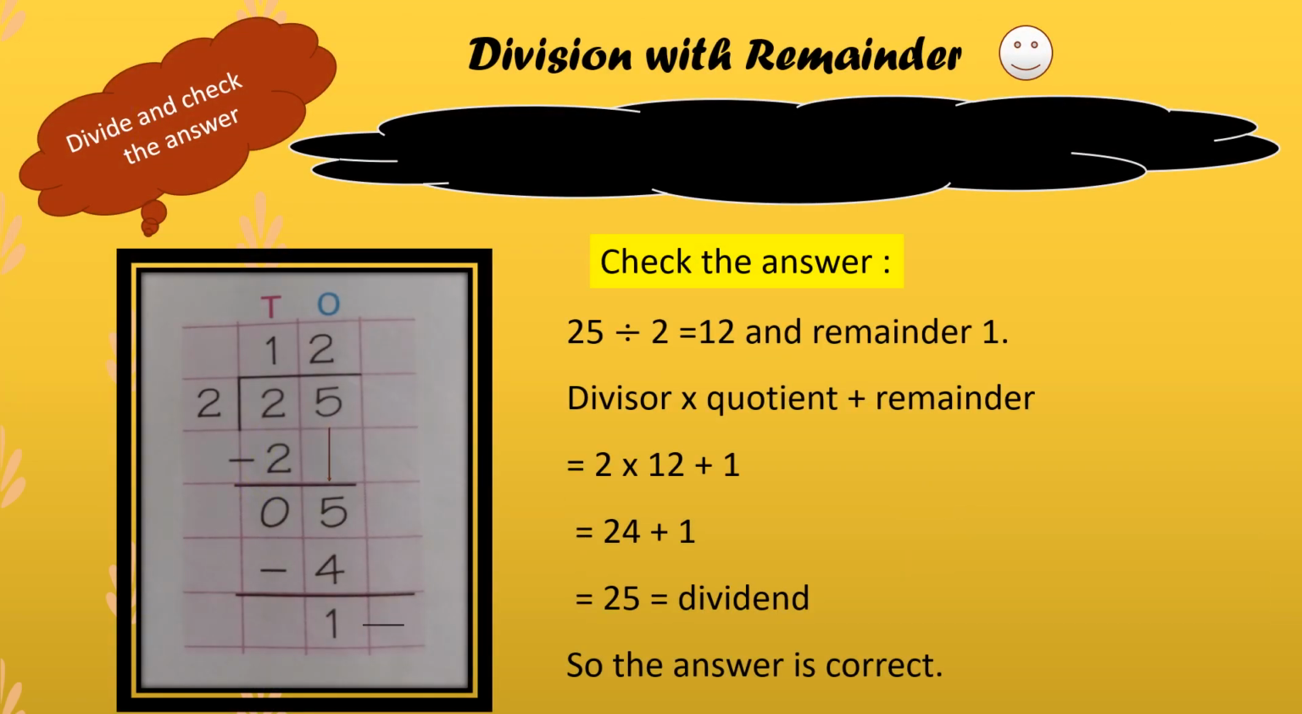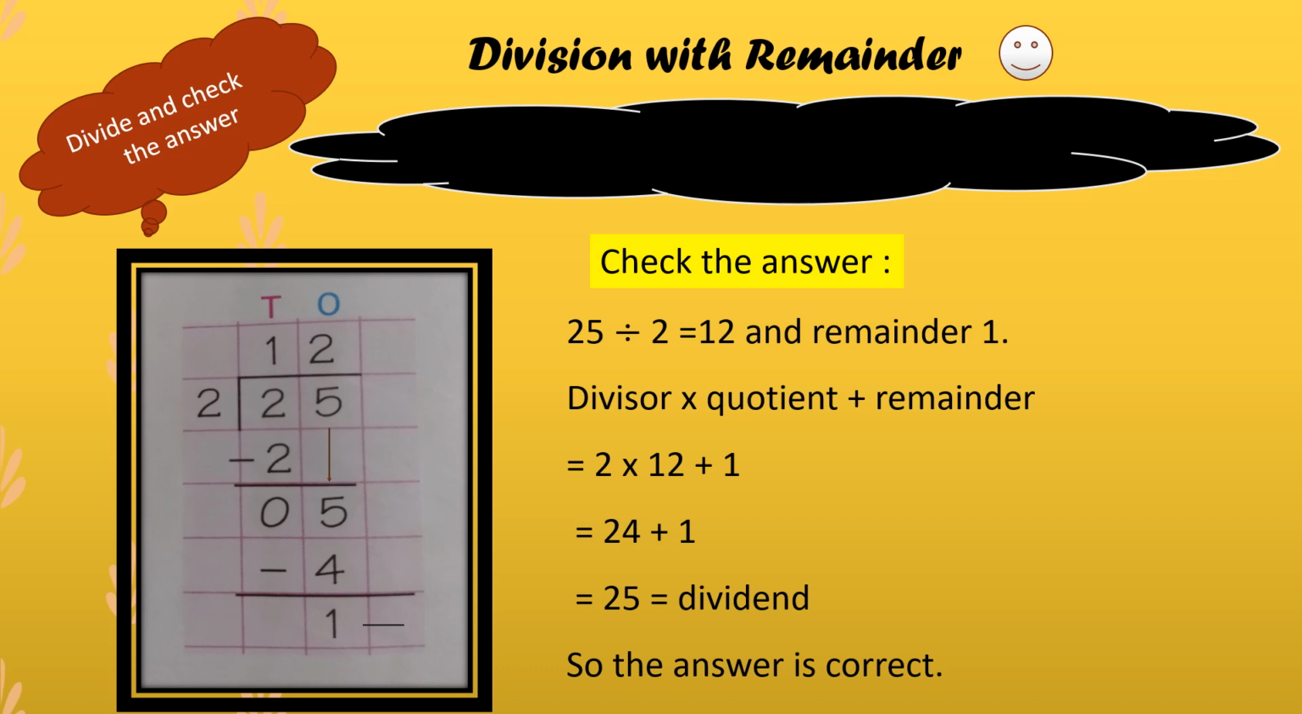So children, there are a few sums which leave a remainder after doing division. So now we will learn division with remainder. We will also learn how to check the answer. Means after doing division, whether we have done our sum correctly or not, that also we can check. Okay. So we will learn how to check also. So first see how to divide the sums which leave a remainder.